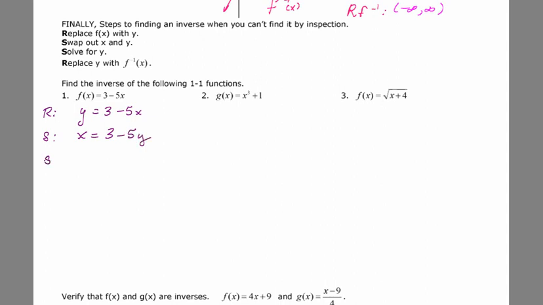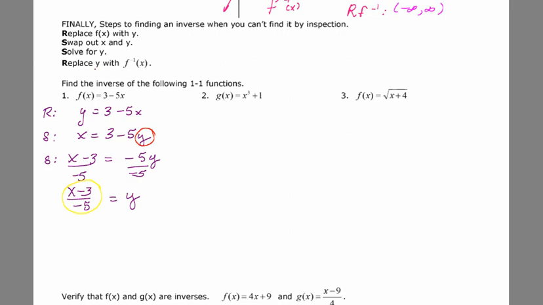This is the part that actually finds the inverse. This S, which is solve. That's the part that actually finds the inverse. We have to solve this for y. So let's remember our equation solving skills. If I want to get y by itself, I'm going to have to first take the 3 over, subtract 3, then divide by -5, and I have my equation solved for y. y = x minus 3 over -5. That is the inverse. We found the inverse. The equation of the inverse looks like that.